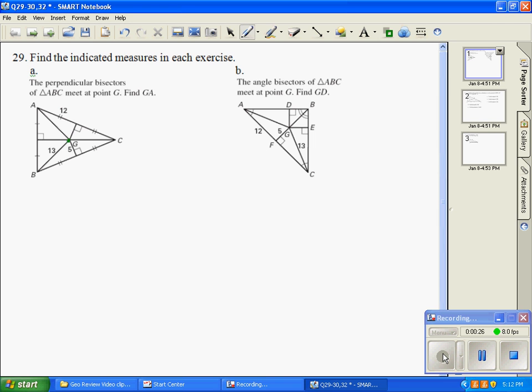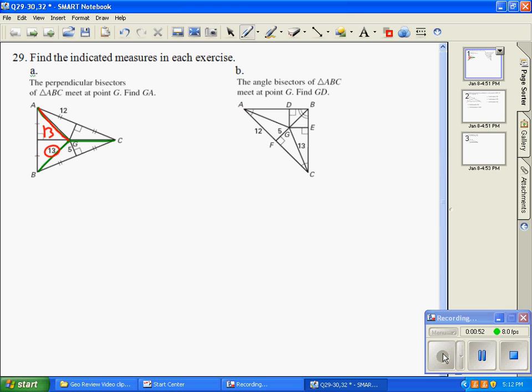So we know that this length, and this third length right there, they're all the same. So we want to find GA, which is right there. So GA is equal to GB and GC, and we do have one of those lengths. It's 13, so this is equal to 13.